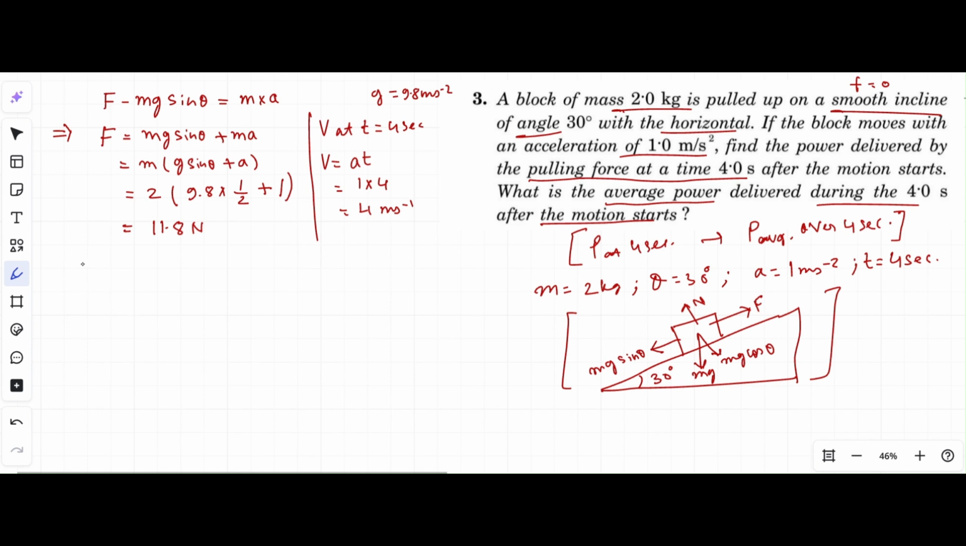So now, power delivered by, we have the velocity at 4 meter per second. So power delivered at t equals 4 is F bar into V bar. So we have F which is 11.8, and we have V which is 4 meter per second. So this whole thing becomes approximately 47 watt. Now this is power at t equals to 4.